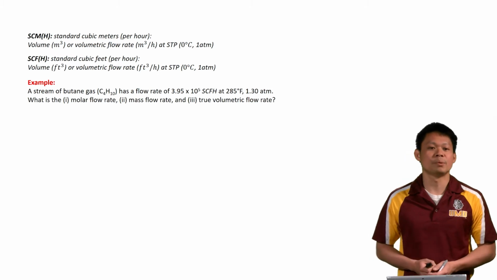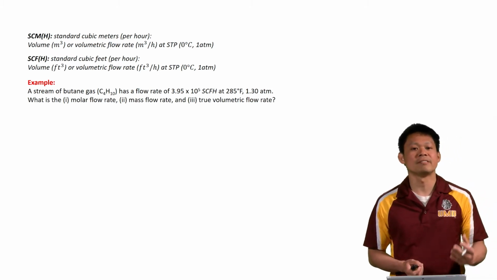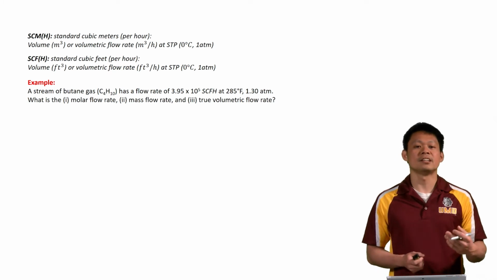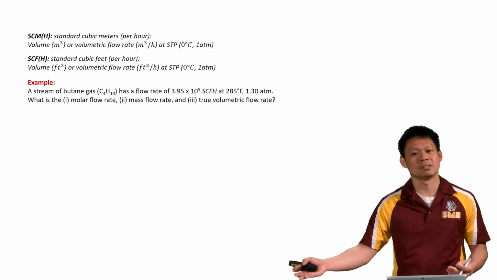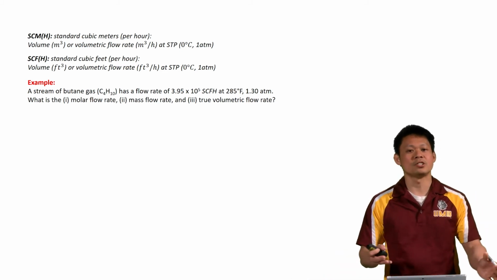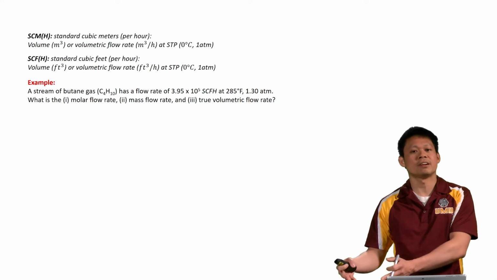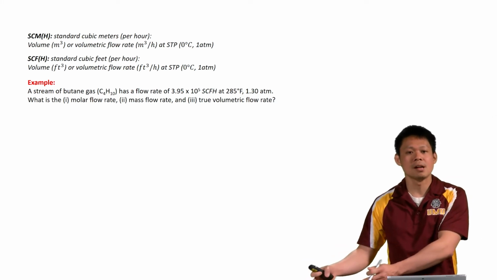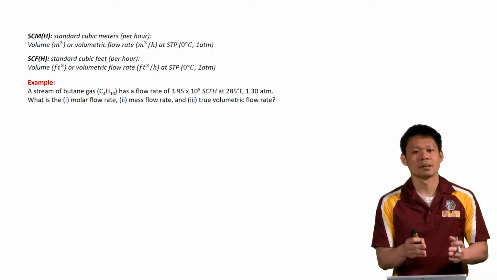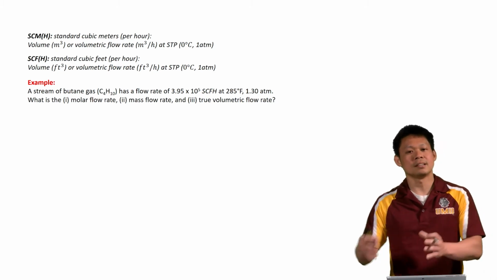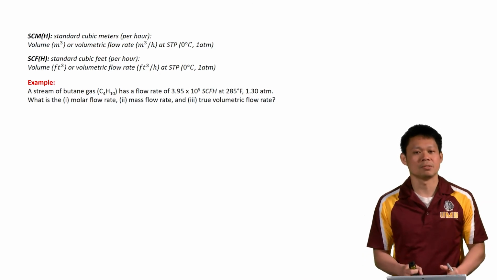In this example, we have a stream of butane gas. We have a flow rate of 3.95 times 10 to the power 5 standard cubic feet per hour at 285 degrees Fahrenheit, 1.3 atmospheres. So it seems like there are two sets of conditions given here. There are the actual operating conditions, which are 285 Fahrenheit, 1.3 atmospheres. The flow rate that's given to you, 3.95 times 10 to the power 5 cubic feet per hour, is what it would be if it was translated to 0 degrees C and 1 atmosphere.